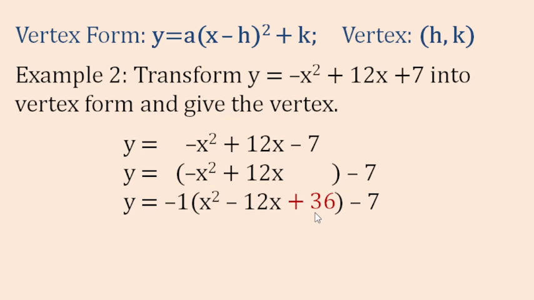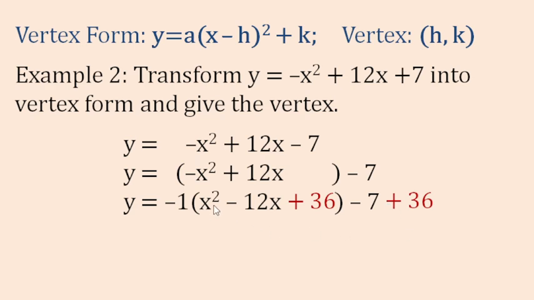So question, because we added 36 here, does it mean that we are going to subtract 36 here outside the parentheses? No. Notice that if we multiply back, negative 1 times x squared gives us again negative x squared. And negative 1 times negative 12x is positive 12x. And negative 1 times 36 is negative 36. So, because it's negative 36, we are going to add 36 outside the parentheses.